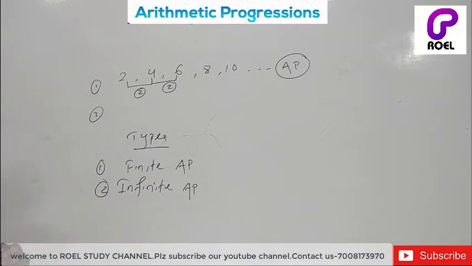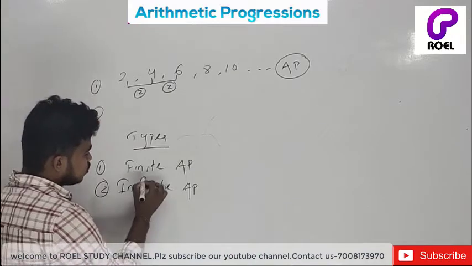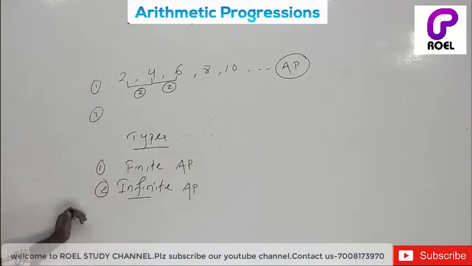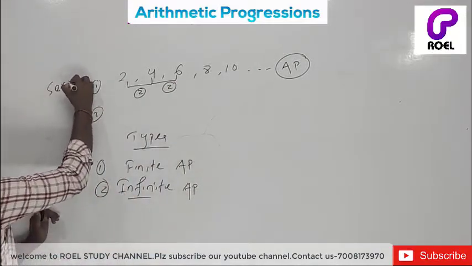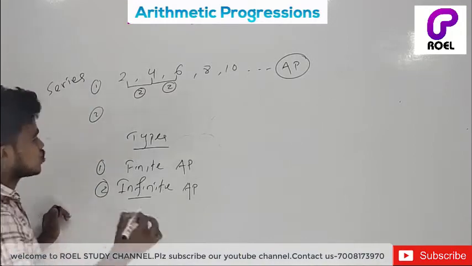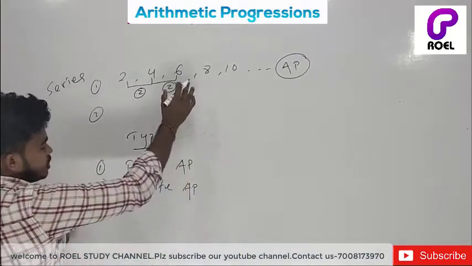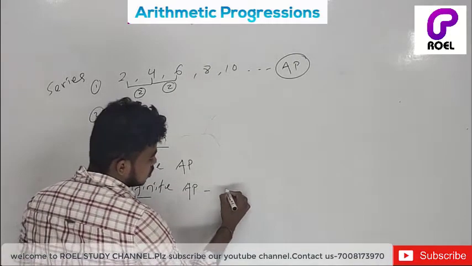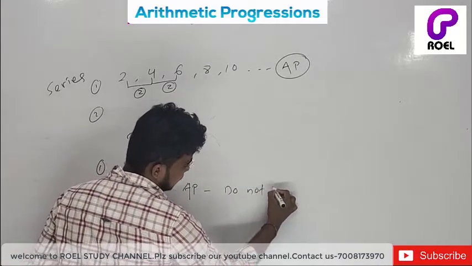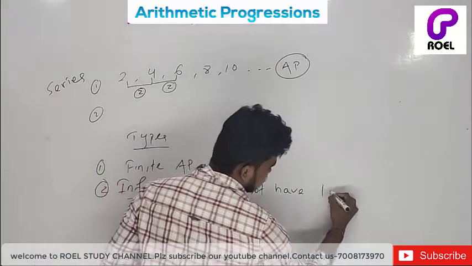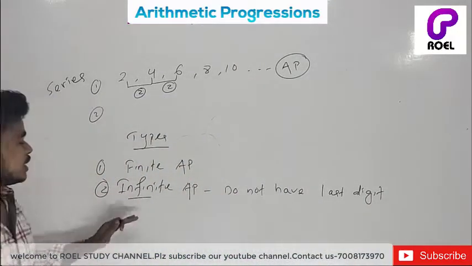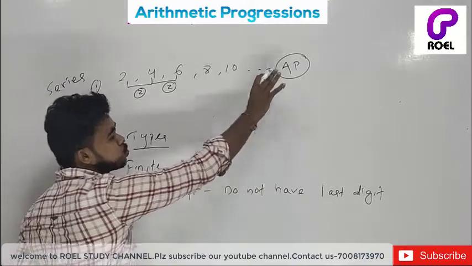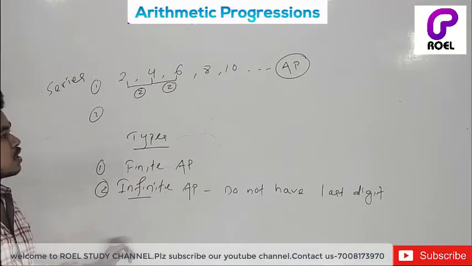What is finite AP and infinite AP? As we know that infinite means unlimited. Okay, so you have series number 1 and series number 2. This type of series which does not have a last digit, we will say it is an infinite AP. Here we don't have the last digit or last term.